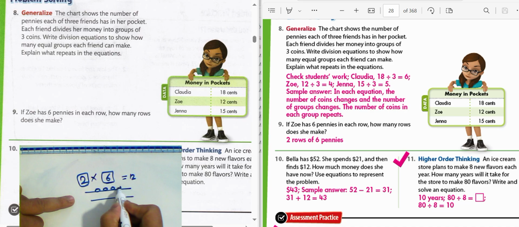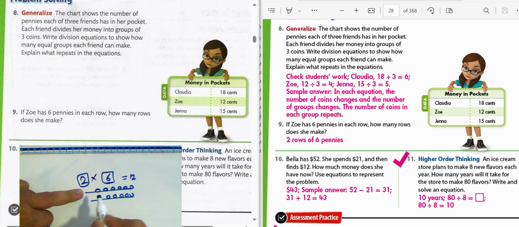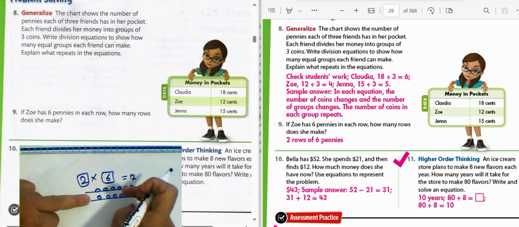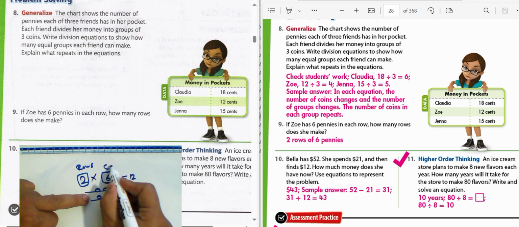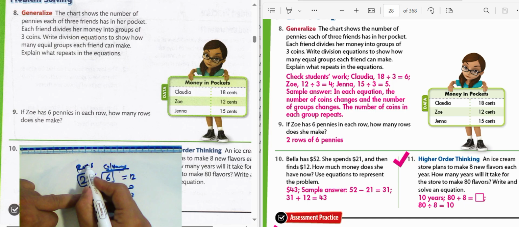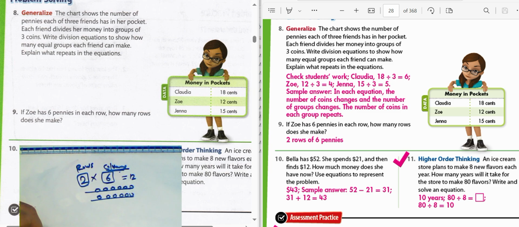1, 2, 3, 4, 5, 6. Then it tells us in each row 6. Then the number of rows: how many rows here? 2 rows. 2 here refers to the rows, and 6 is the columns, okay? 6 here refers to the columns. Rows and the columns. 2 times 6 equals 12. Okay, that was question number 9.